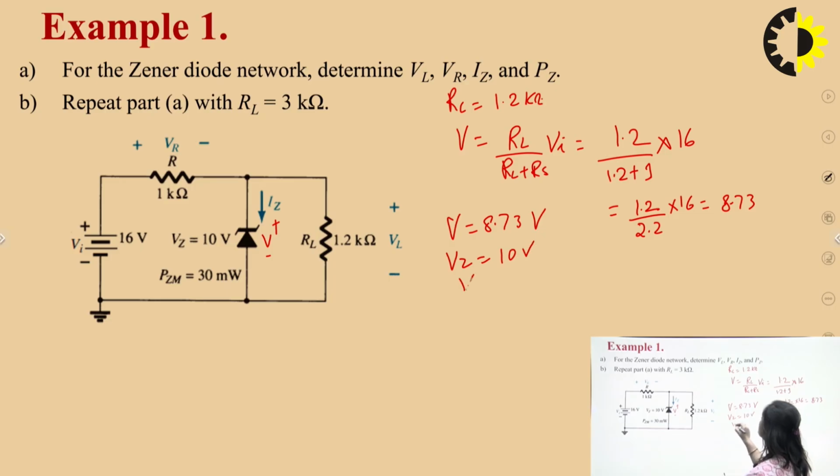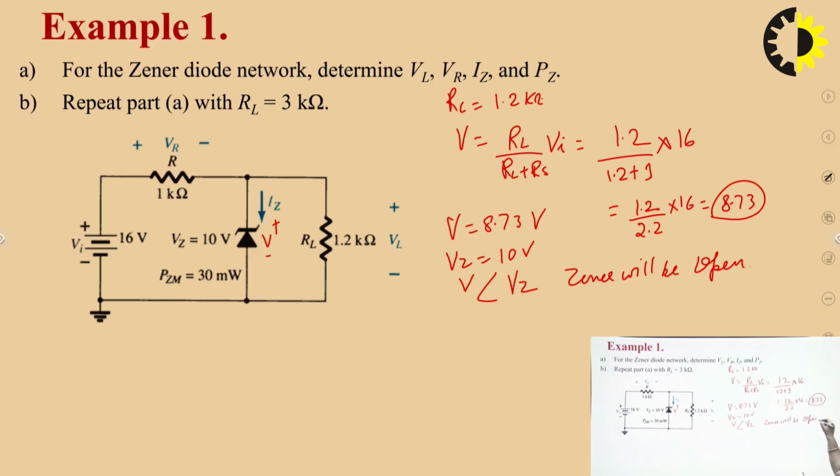So V is less than VZ. I think it will be 8.73 here. VZ is given as 10 volt in the question, and we have found 8.73, so V is less than VZ. In this case, the Zener will be open, and VL will be equal to V, that is 8.73 volt.